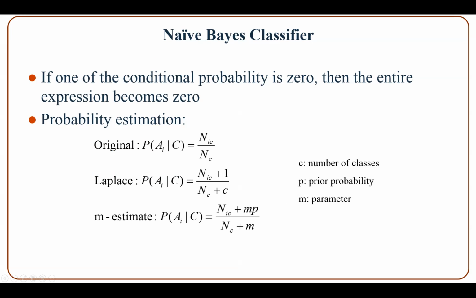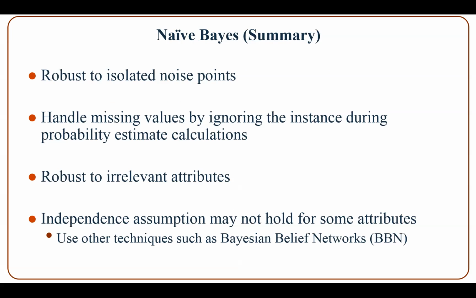If one of the conditional probabilities is 0, then the entire expression becomes 0. So you can adjust the probability of the attributes given the class using Laplace or M estimate. The Naive Bayes classifier is robust to isolated noise points. It handles missing values by ignoring the instance during the probability estimate calculations. It is robust to irrelevant attributes. The independence assumption may not hold for some attributes, and here we can use other techniques like Bayesian belief networks.